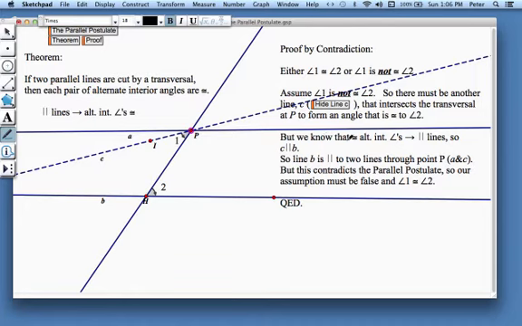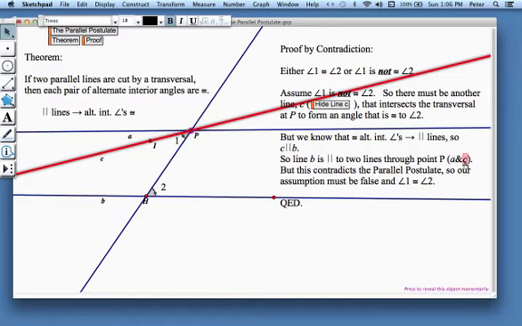But we know that congruent alternate interior angles imply parallel lines. That's what we learned in the last video. So C must be parallel to B. But then line B is parallel to two lines through point P, line A and line C.